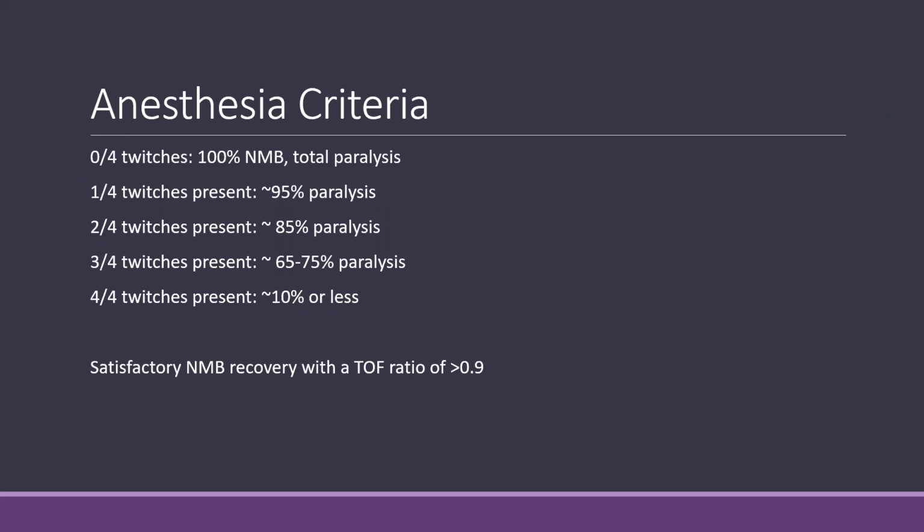So, a brief little intro to interpreting train of 4. If we have 0 out of 4 twitches, then we know 100% of the neuromuscular blockade is working, so we have total paralysis. 1 out of 4 twitches is going to be around 95% paralysis. 2 out of 4 is going to show around 85% paralysis. 3 out of 4 twitches present will show 65 to 75% paralysis. And 4 out of 4 twitches present will show 10% or less paralysis, with satisfactory neuromuscular blockade recovery at a train of 4 ratio of greater than 0.9.